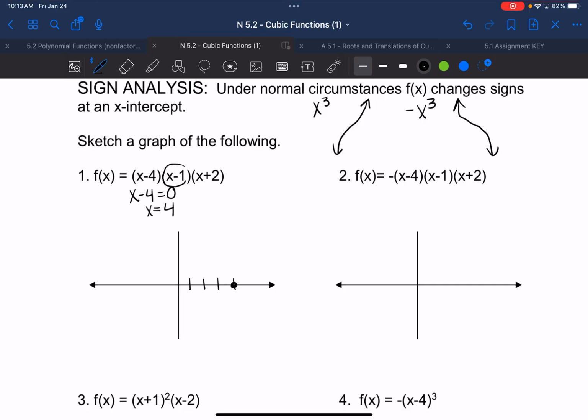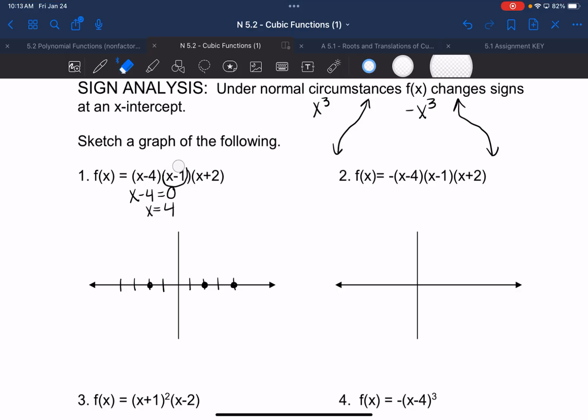Okay, what would this next parenthesis, this x minus 1, where am I going to have a root for that one? At positive 1. Okay, and what about that last one that's x plus 2? Where does that tell us we have a root? Negative 2. All right, so now I have my roots.